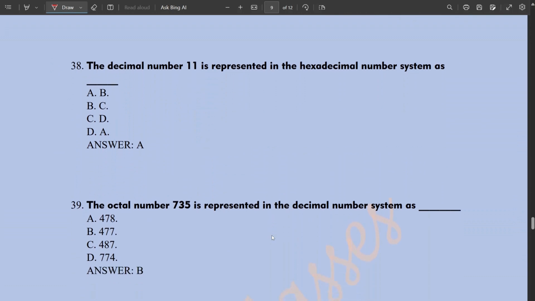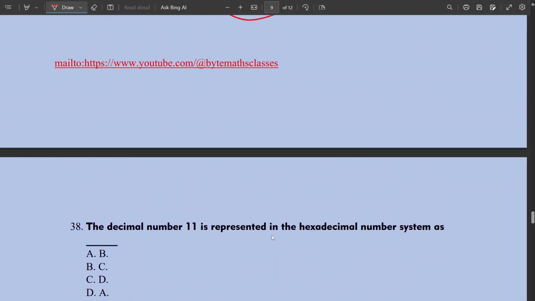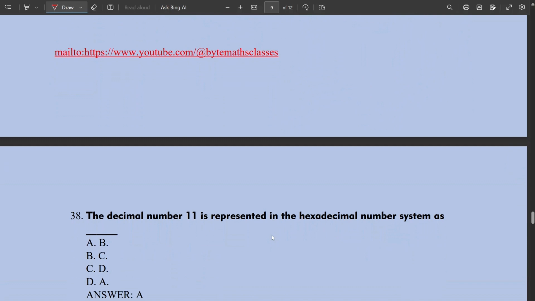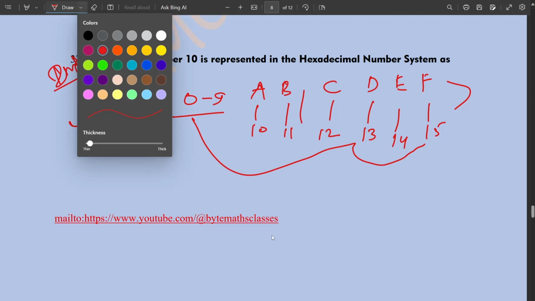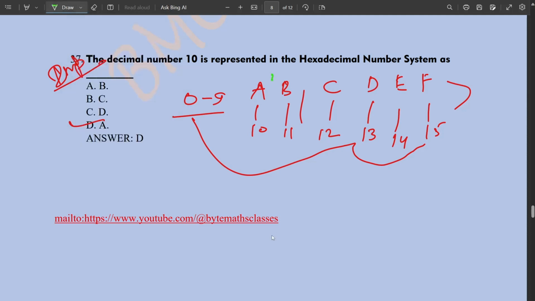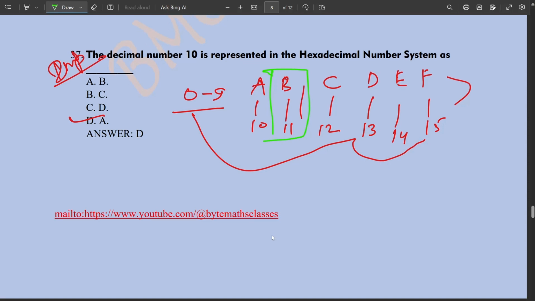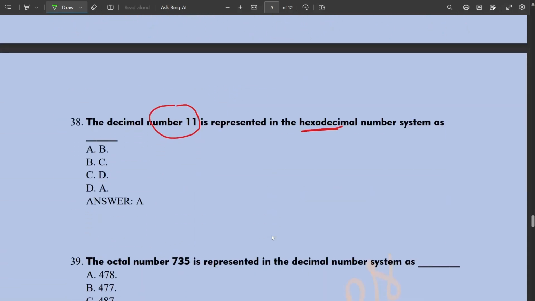Next, the decimal number 11 is represented in the hexadecimal number system. So here again we can see from the upper part that decimal number 11 is represented in hexadecimal. We see 11. The decimal number 11 is represented by B. Option number A is correct. Okay.